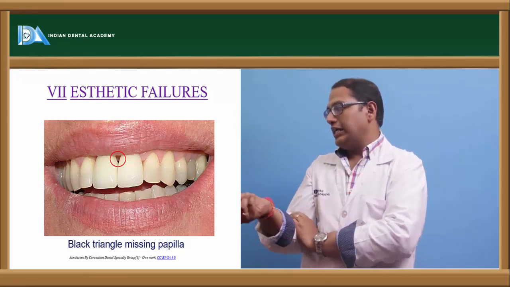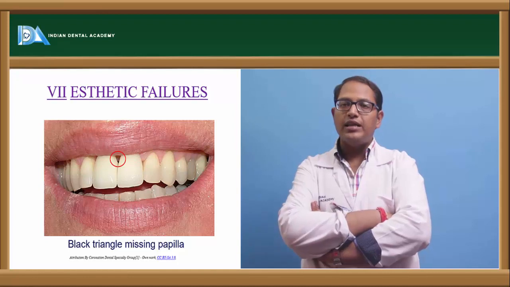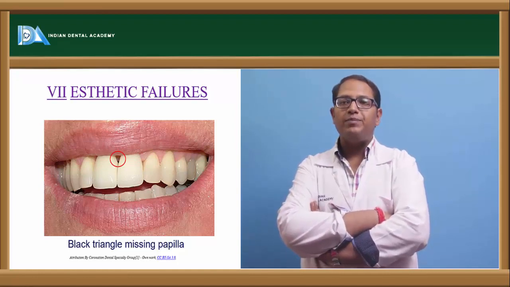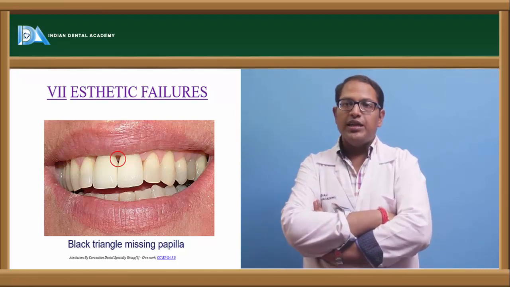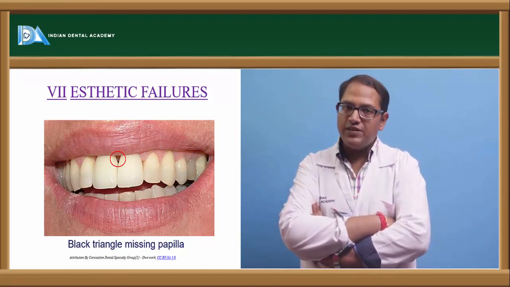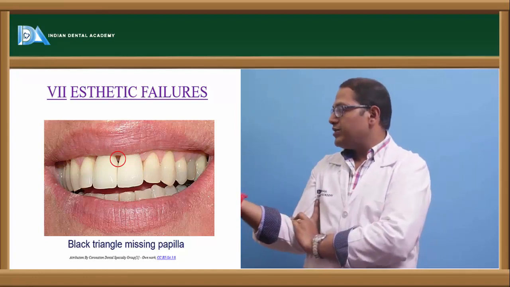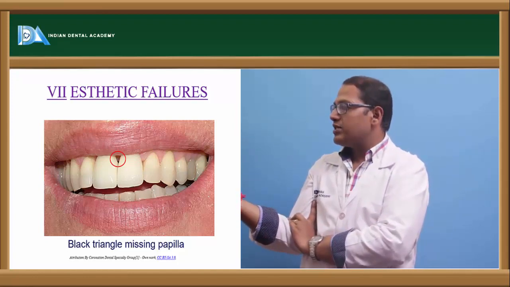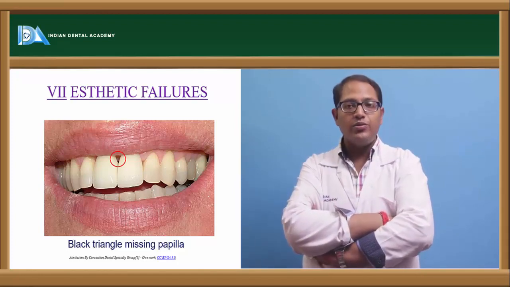Also, aesthetic failures. Now, per se, what are the reasons for aesthetic failure? The failure to identify the patient's expectation regarding aesthetics is important. Improper shade selection by the dentist. Black triangles, like we can see here. We spoke earlier, if you are not giving a gingival porcelain in this area, you will see a black triangle. This looks very unaesthetic in the anterior region.